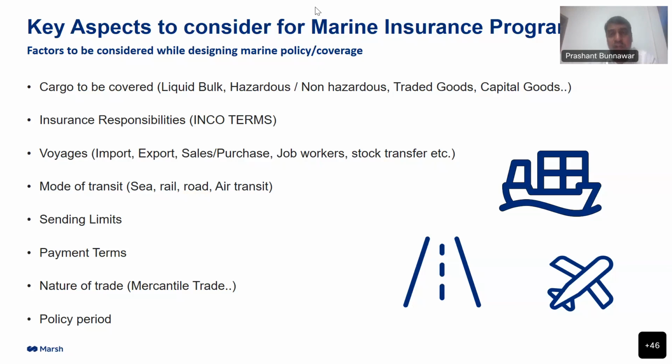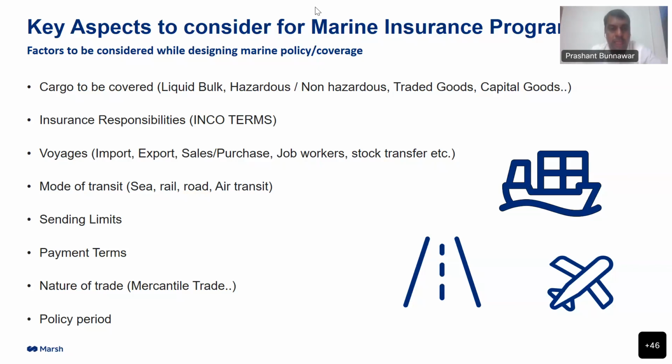Similarly, mode of transit. Likewise, we see that everything is covered, but sometimes your policy is not covering railway. Sometimes your policy is not covering by air, or not by sea also. Some businesses are sending the goods by inland waterways or coastal waterways, and if the policy is not covering those, then the insurer will come to you after the loss and say, no, this is not covered.